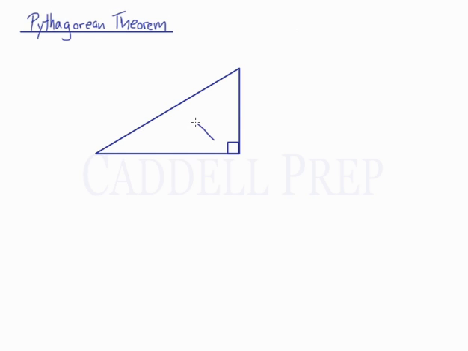This side that's opposite the right angle is the hypotenuse. Just going to write HYP, that stands for hypotenuse. These other sides that aren't the hypotenuse are the legs. So this is a leg and this is a leg.